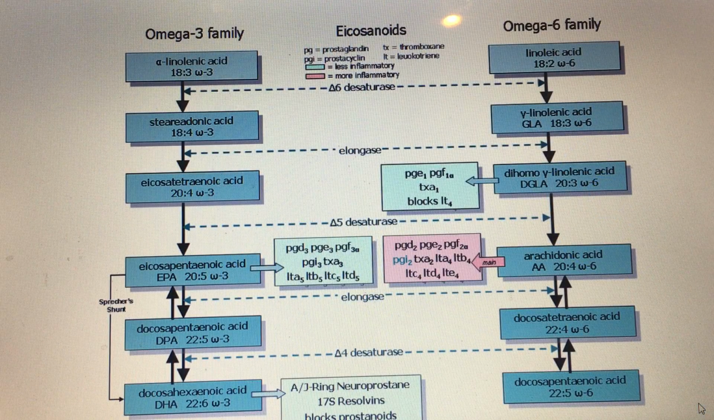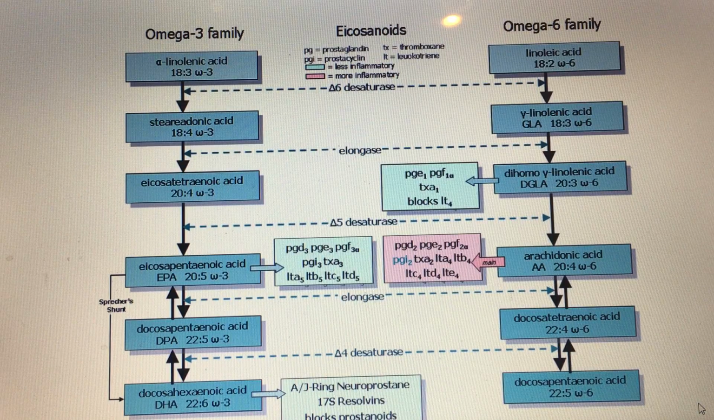So this shows the omega-3s on the left side and the omega-6s on the right side, and don't freak out over this slide, because there's only a few important things on it. First of all, when you eat an omega-3 fatty acid from a plant source, it's called linoleic acid, up at the top there, right under omega-3 family. That goes through a set of chemical reactions and eventually produces EPA and DHA. So this happens inside your body.